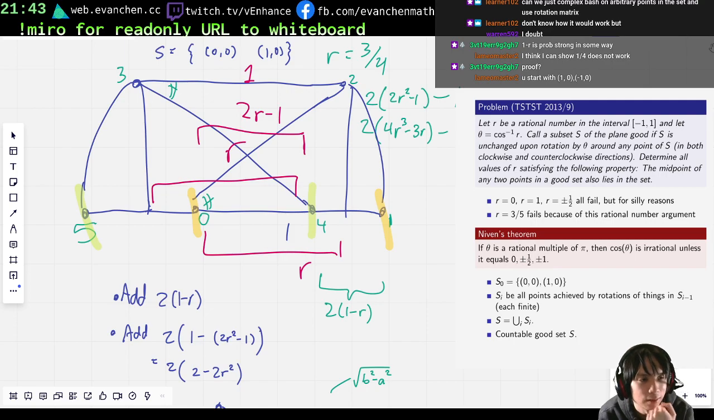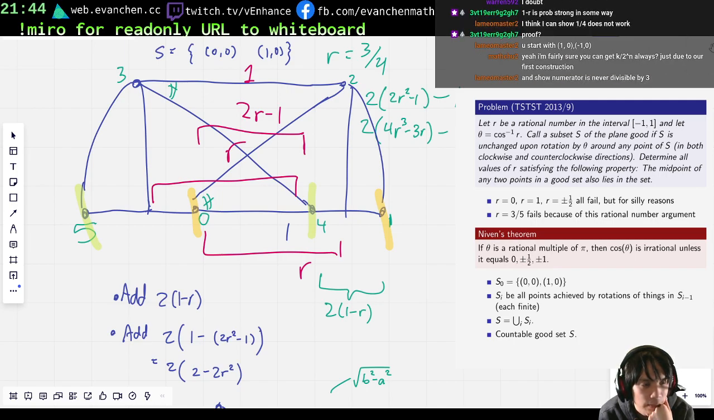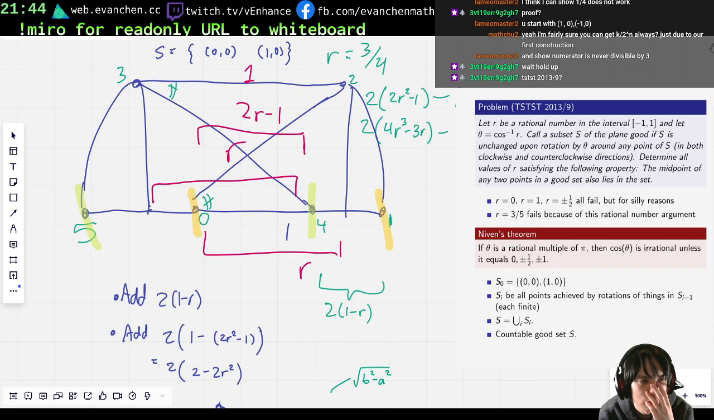You start with 1, 0 and minus 1, 0, and show the numerator is never divisible by 3. Oh. So I wasn't wrong about the b minus a thing?